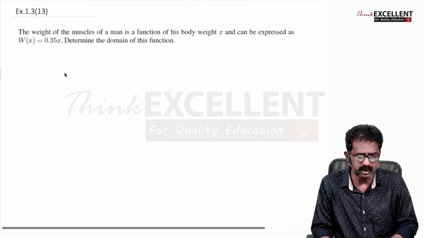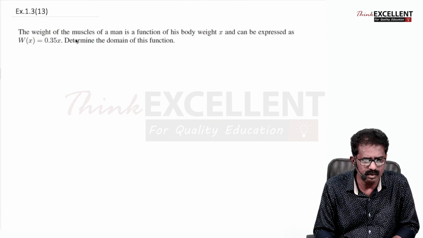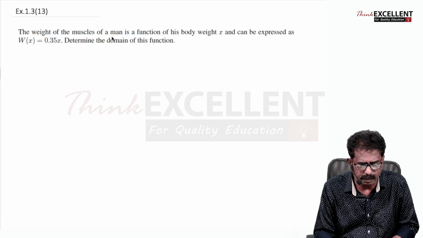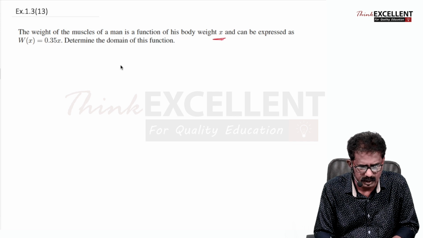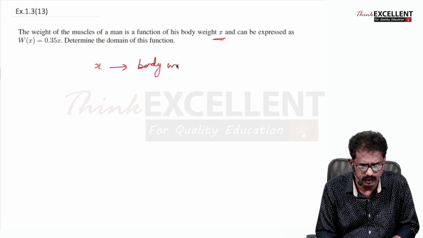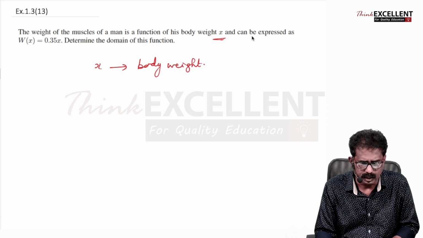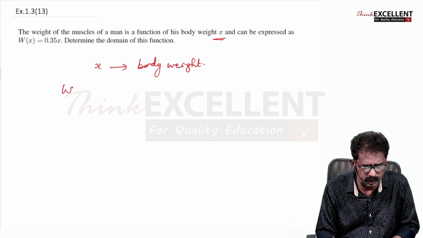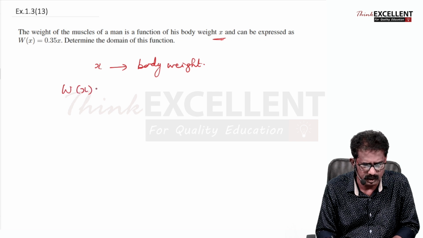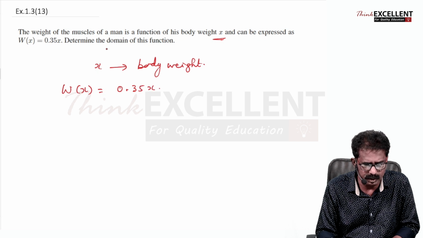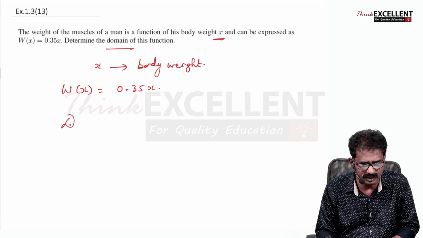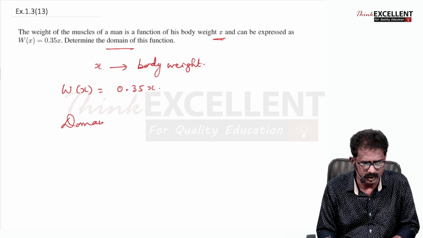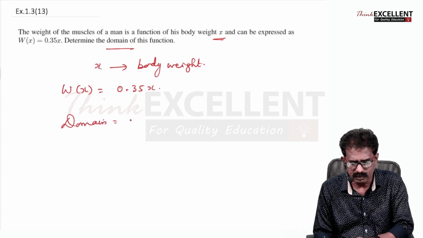Now we go for the next question. It's a very simple question. The weight of the muscles of a man is a function of his body weight x. x stands for body weight. It can be expressed as W(x), W stands for weight, W(x) equal to 0.35x. Determine the domain. So they asked to find just one line on this 1 mark question, right? Domain they asked. What values you can give for x?